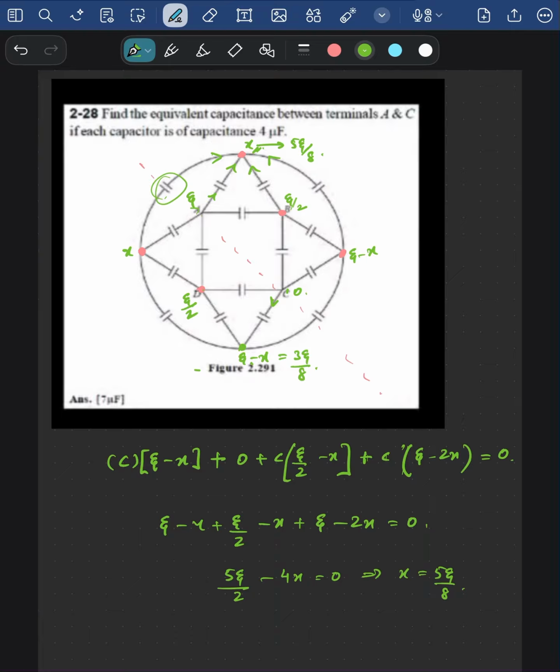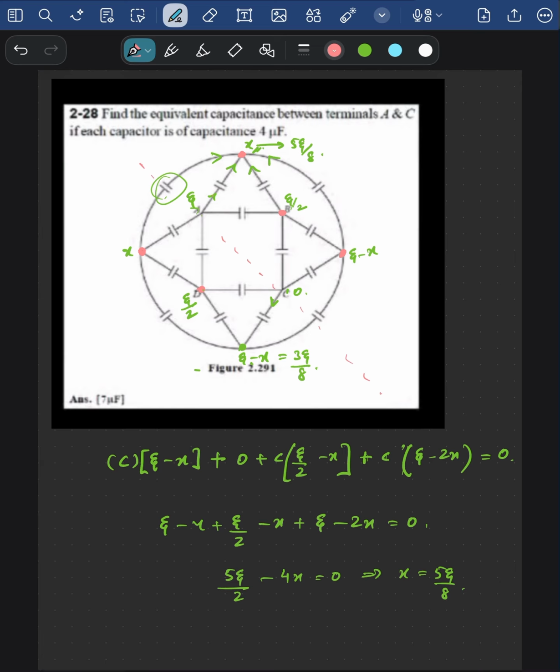And now that I know potential at these points, I can try to find out what our effective capacitance will be. To find the effective capacitance over here, I'll make use of the idea that total charge given by the battery is equal to C effective into EMF. So C effective will be equal to total charge given by the battery divided by E. Right? And now what's your total charge given by the battery? Your battery is giving charge to this branch, this branch, this branch, and this branch. These are the 4 branches, like charges entering from the battery over here and splitting into 4 branches over here.